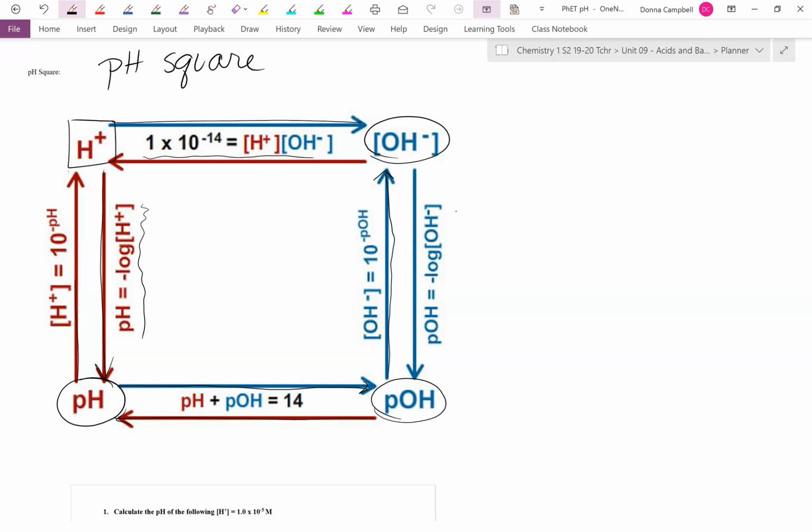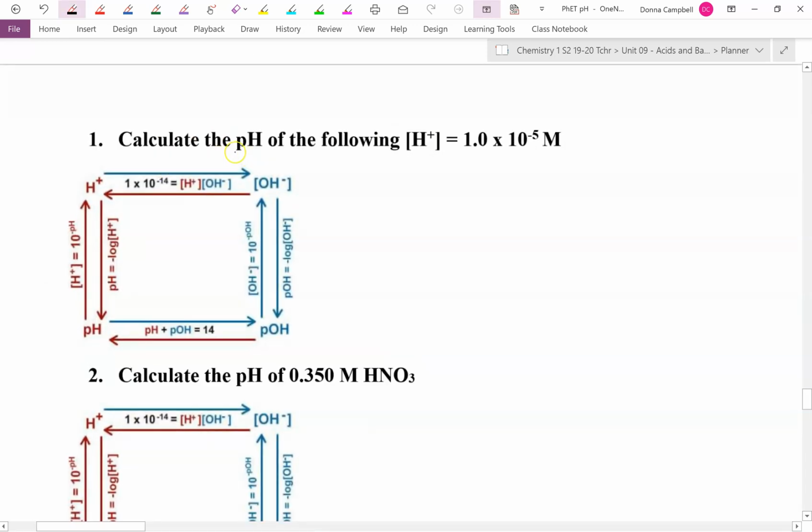So let's do a few examples. It says, calculate the pH of the following when you have H plus equal to this concentration. Well, I'm trying to calculate the pH.